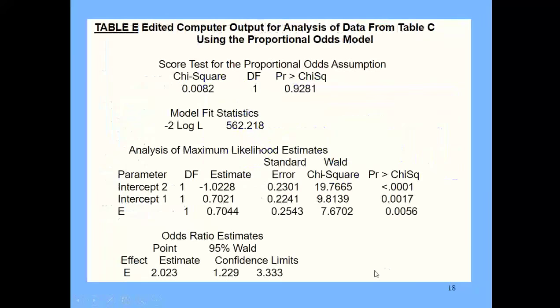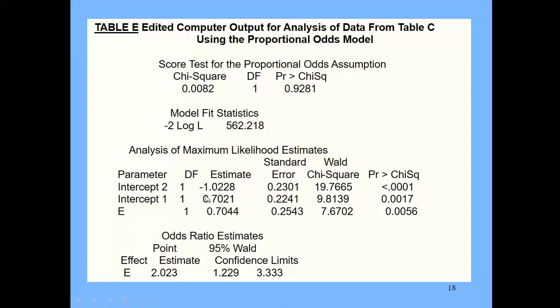So I don't know. Okay, here's the output when I run this model. I've got the score test. You see the score test, 0.9281. This is for the hypothetical data. The score test is 0.9281, and this is just what I showed you before. It's not significant. You get this in the output. I got model fit, I got -2 log L, I got the analysis of maximum likelihood estimates, and I got odds ratio estimates.